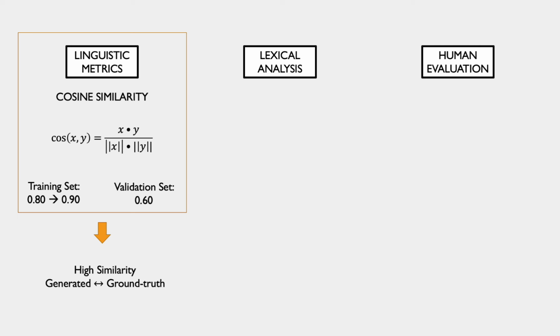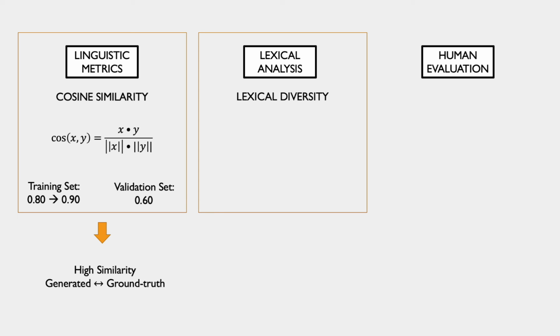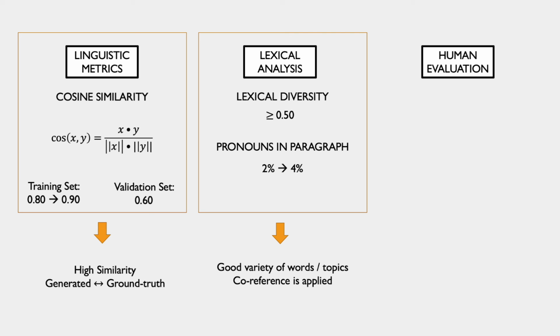To analyze the paragraphs from a syntactic point of view, a series of lexical analysis evaluations were performed. In particular, lexical diversity, which reflects the range of different words used in the text. The closer the value to 1, the higher the diversity in the generated words. The results show a great variety of words used in the paragraph on average. Therefore, diverse topics are tackled in it, and redundancy is avoided. Additionally, between 2% and 4% of the words in a paragraph were classified as pronouns, showing that in some cases the model is applying coreference.